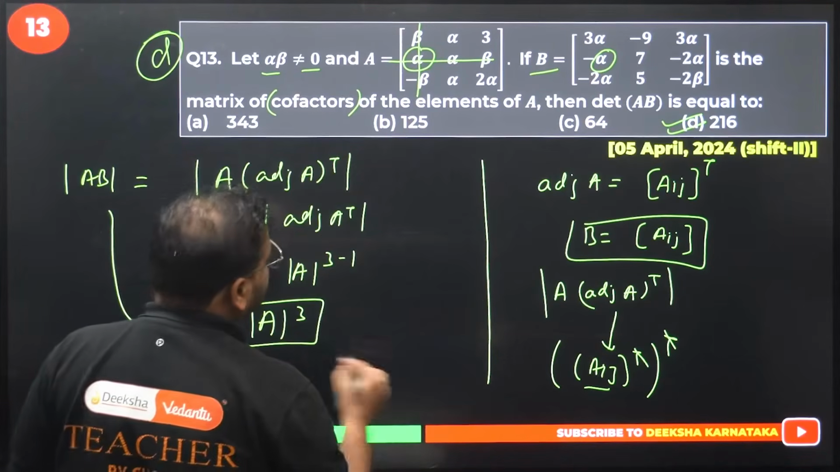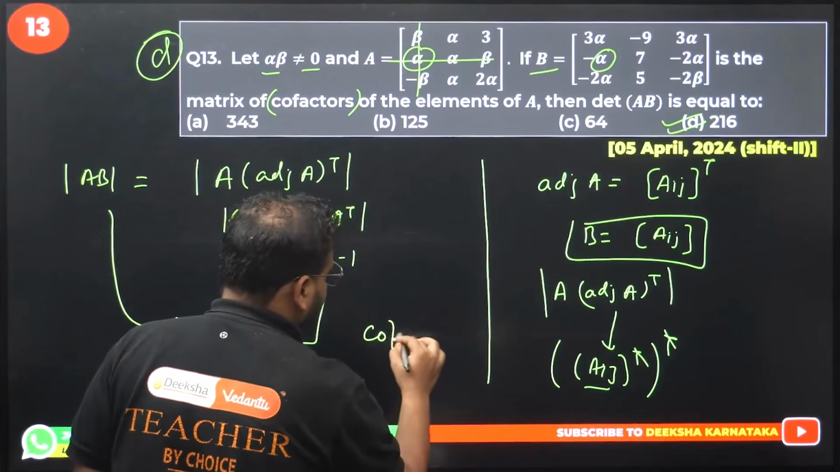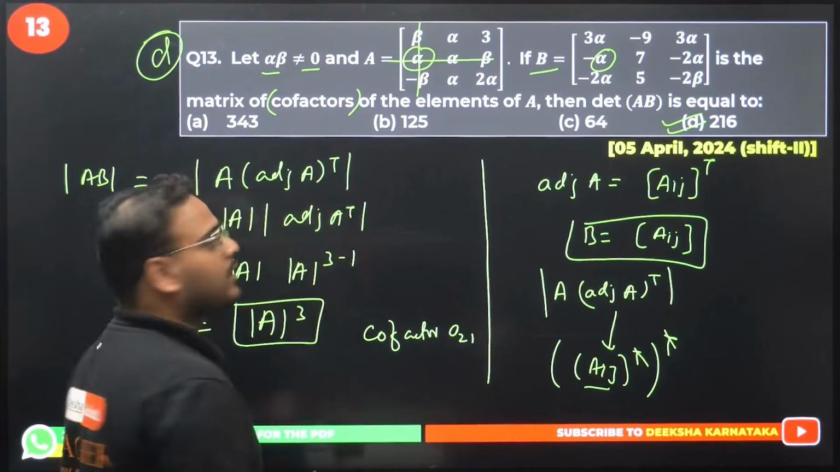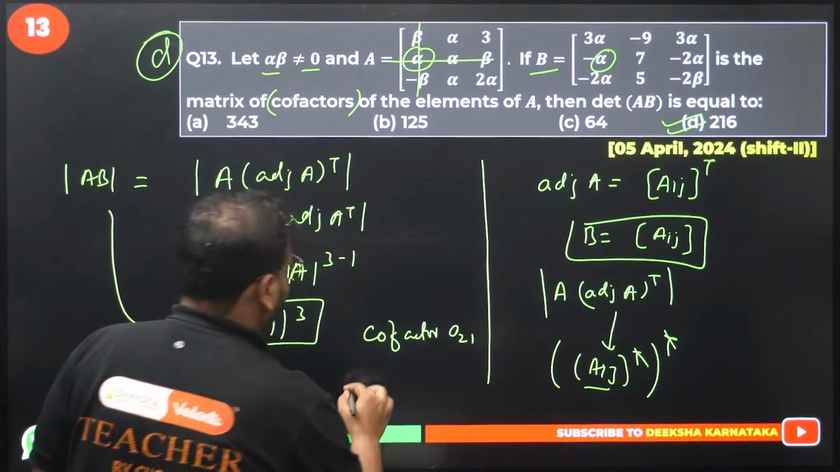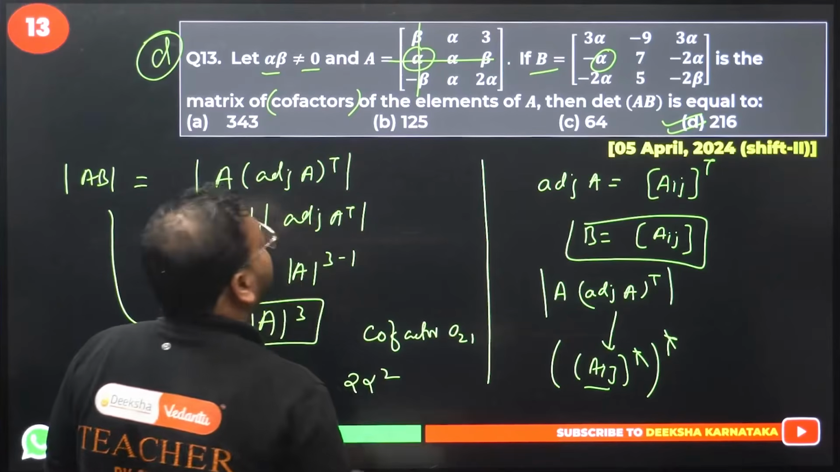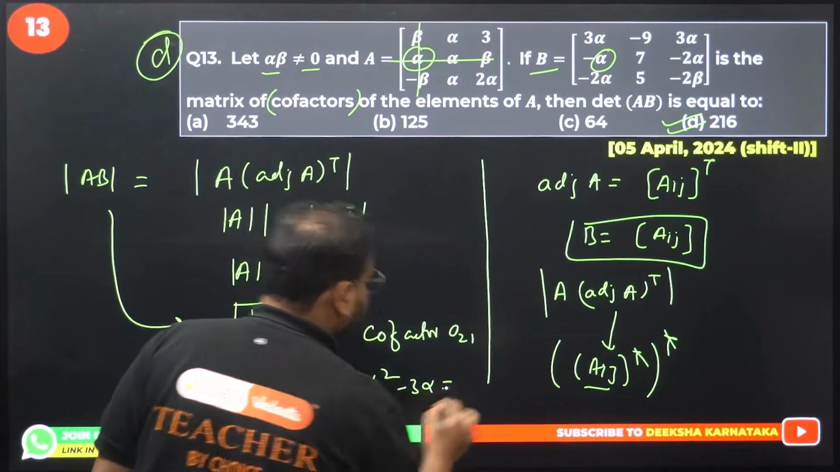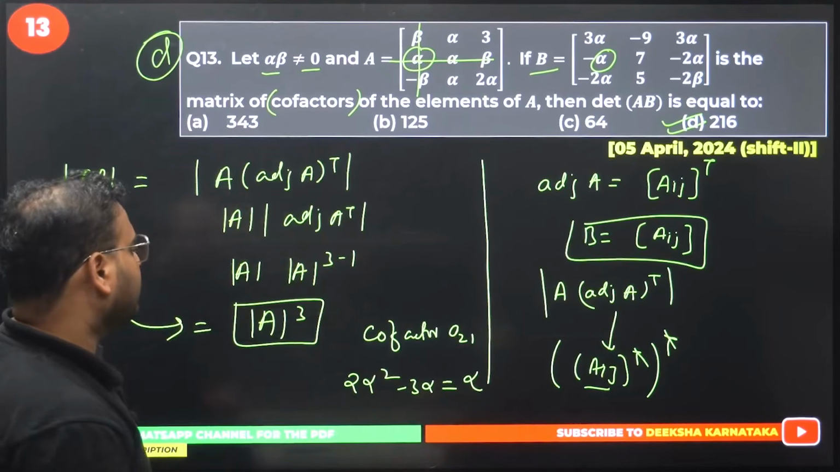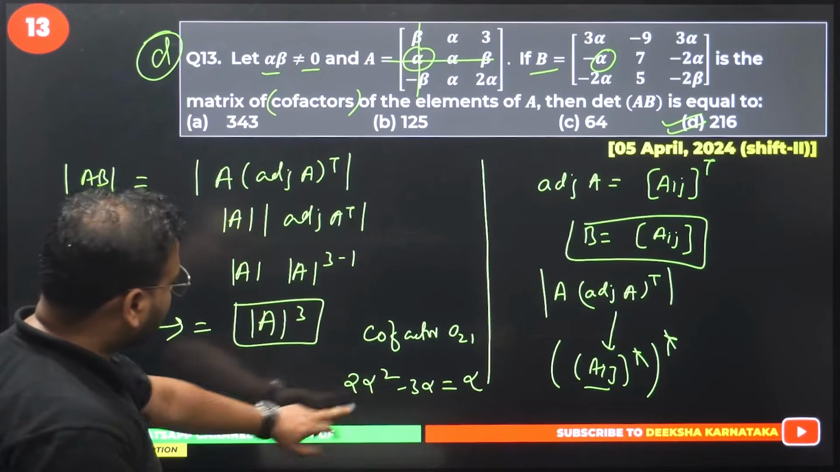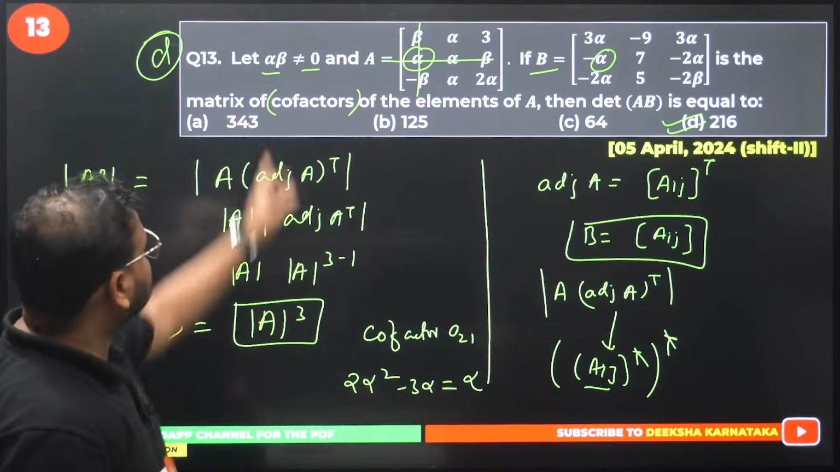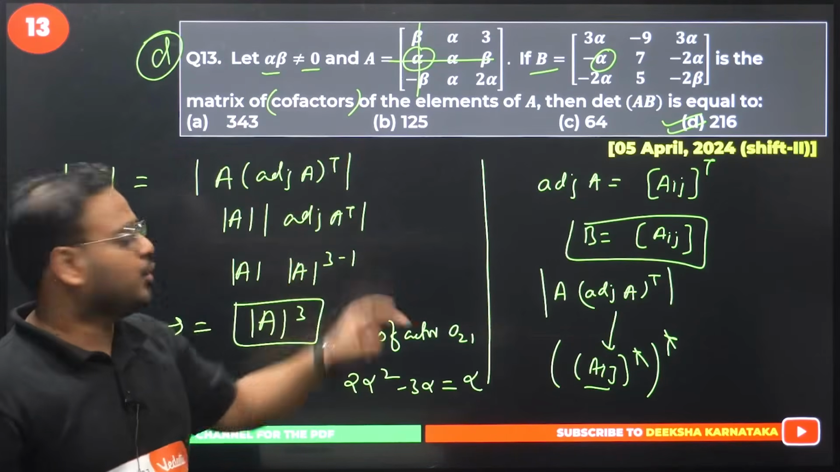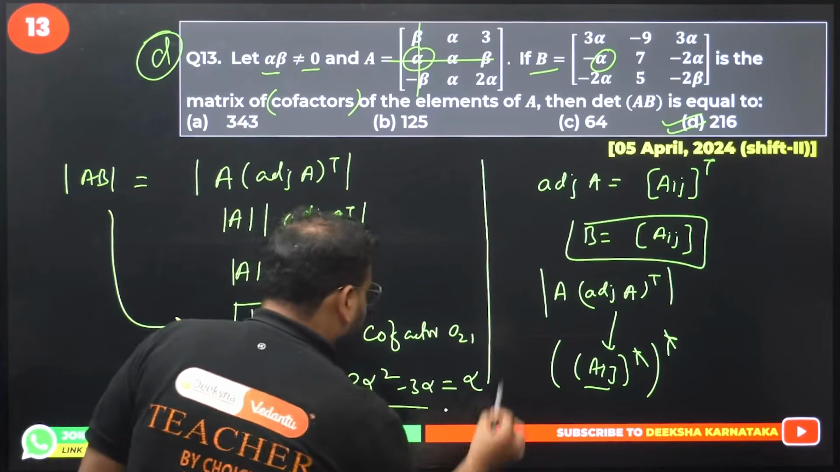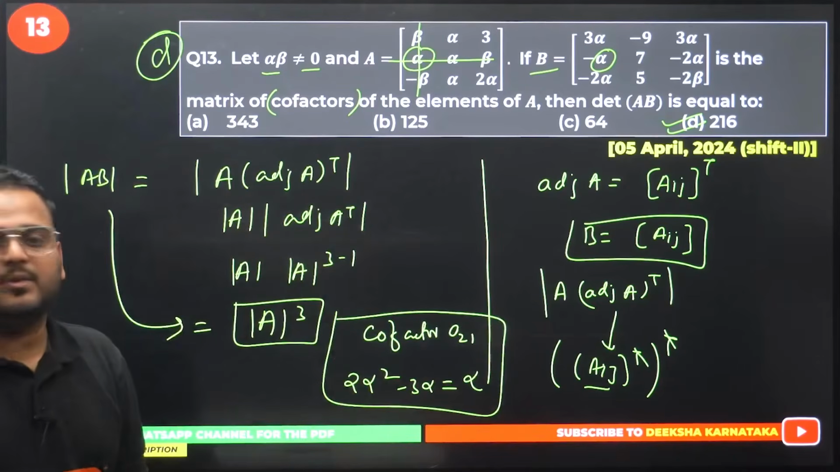Basically I'm asking you to use the cofactor of the term A21. So you'll have here 2 alpha square minus 3 alpha equals alpha. Solve it from here. You get alpha value as 2 or 0. You can't take the value as 0 because alpha is a non-zero value. So alpha will come as 2. Solve it. Try from here. Please solve from here, and give me the answer in the comment section.